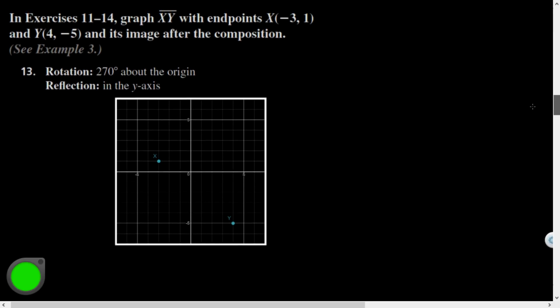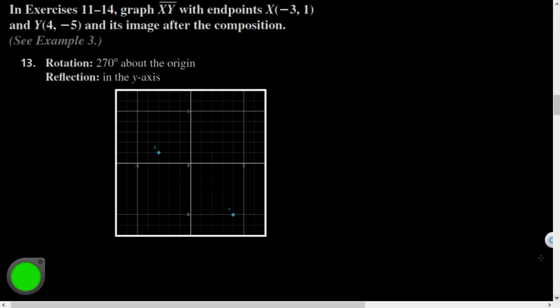Oh, and then function composition. Come on, it's not the only kind of composition, Mr. Waddy. We're doing transformation compositions here.